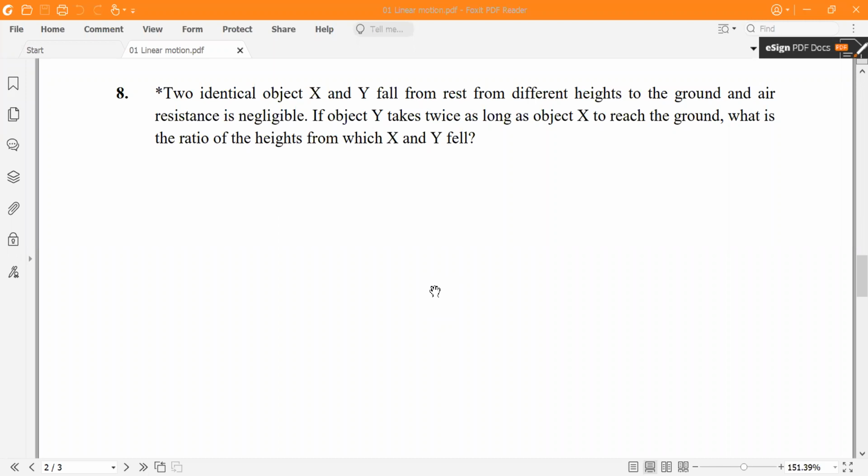Dear students, discussion of the solution from linear motion, tutorial 1, the star questions. Question number 8.